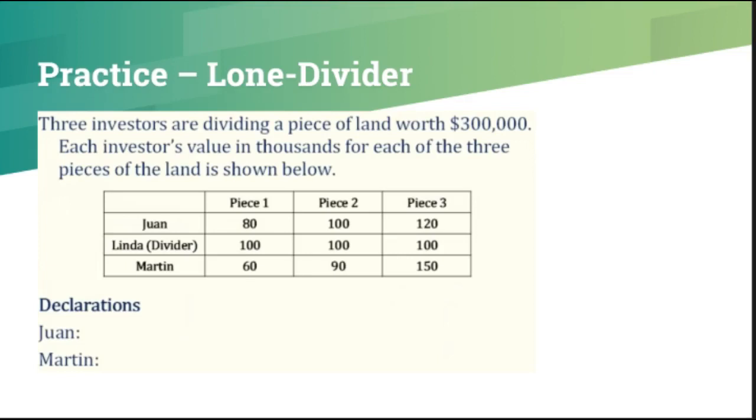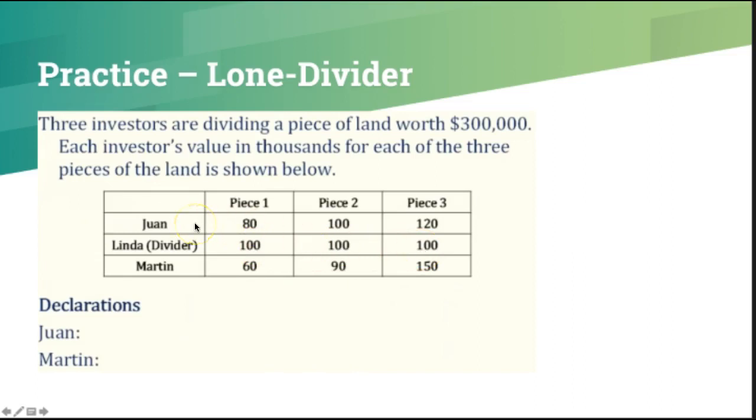Let's take a look now at the lone divider. 3 investors are dividing a piece of land worth $300,000. Each investor's value in thousands for each of the 3 pieces of land is shown below. You can see that Linda is the divider because she put an equal amount on each of the pieces of the land. So she is the lone divider with 100, or an equal amount per piece.